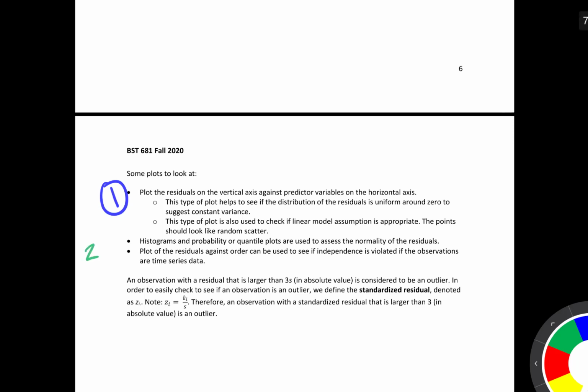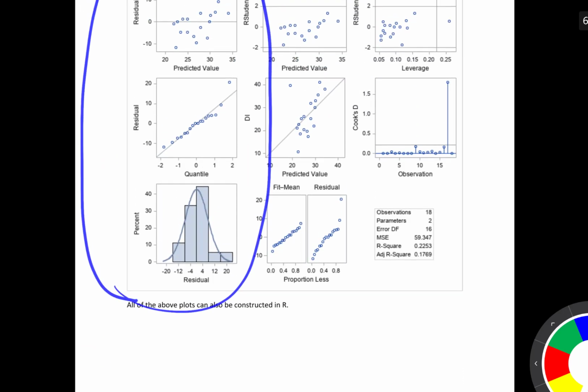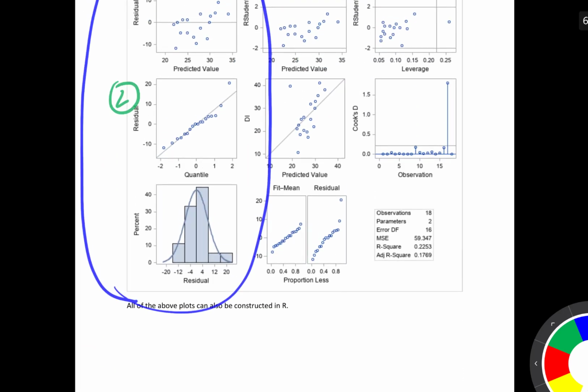The next two plots, we can look at histograms, and probability or quantile plots are used to assess the normality of the residuals. So these are going to be plots 2 and 3. So here is your quantile plot, and here is your histogram. So looking at both of these, I don't see any large deviations from normality. Our QQ plot, we generally want it to be fairly linear. It does look fairly linear. Again, we do have that one point that I'm a little bit concerned about that I probably want to comment on. But again, only have 18 data points.